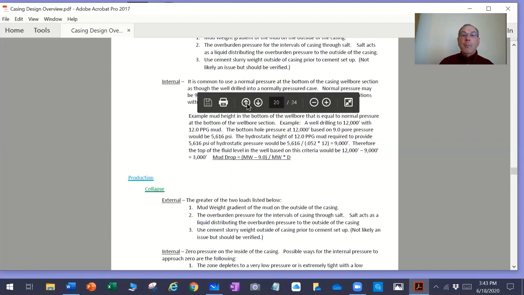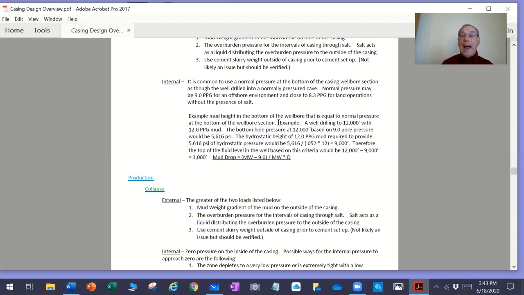An example: mud height in the well bore is equal to normal pressure at the bottom of the well bore section. So here's an example. A well drilling to 12,000 feet with 12 pound per gallon mud. The bottom hole pressure at 12,000 feet, based on the criteria of 9 pound per gallon pore pressure, would be 5,616 PSI. It's just 12,000 times 0.052 times 9. That would be 5,616 PSI.